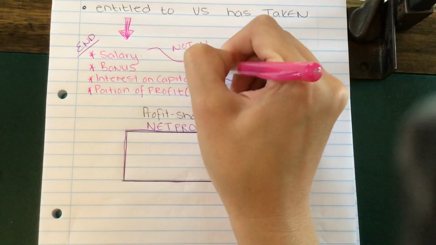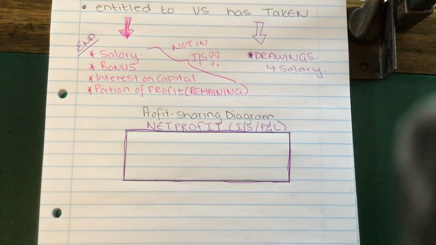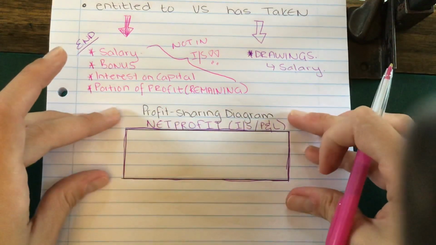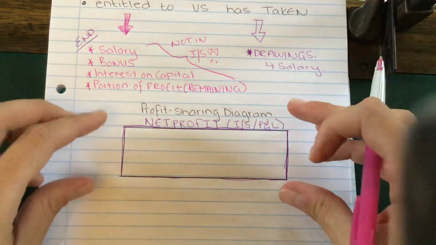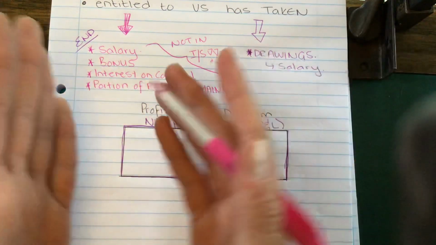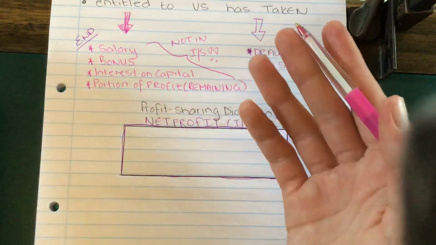Please, please, please remember that. And it's for this exact reason, because from this big net profit, which is just operating income minus operating expenses, we then have to take that net profit and start giving each partner what they are entitled to.